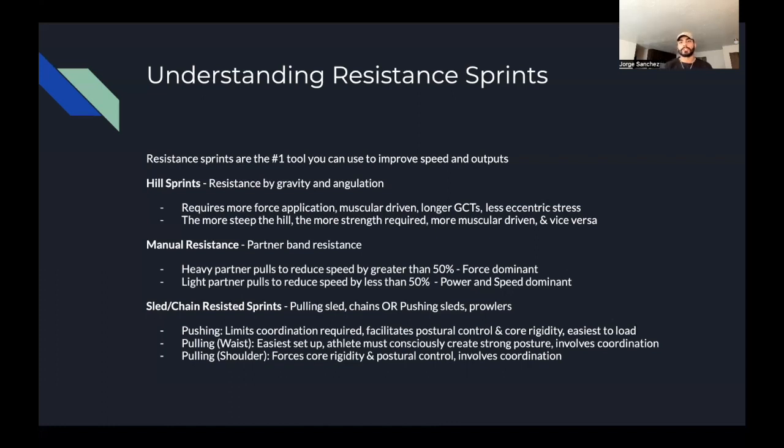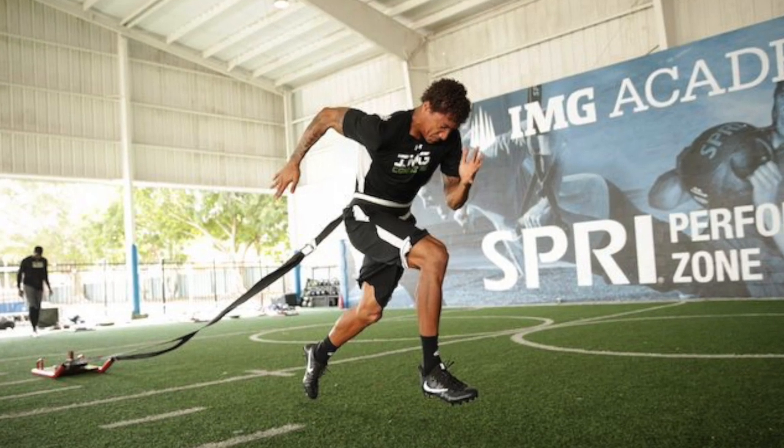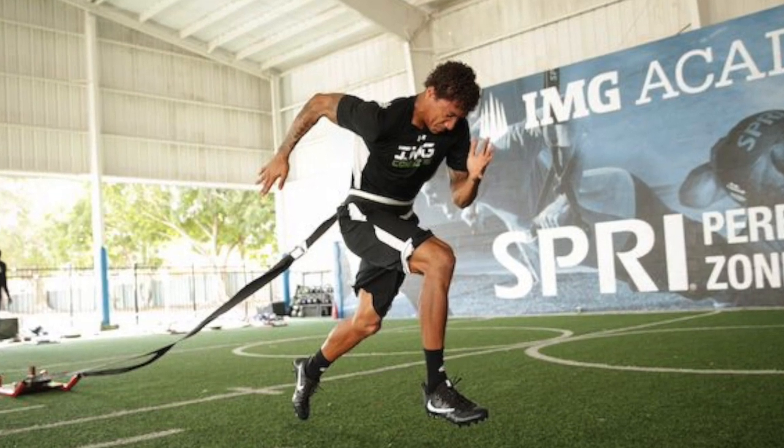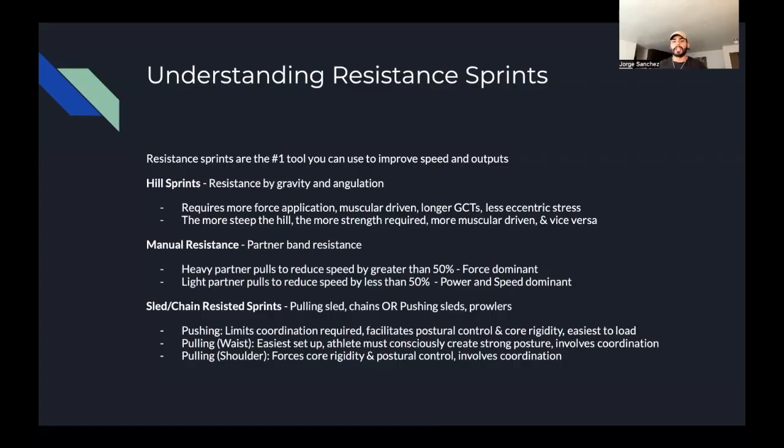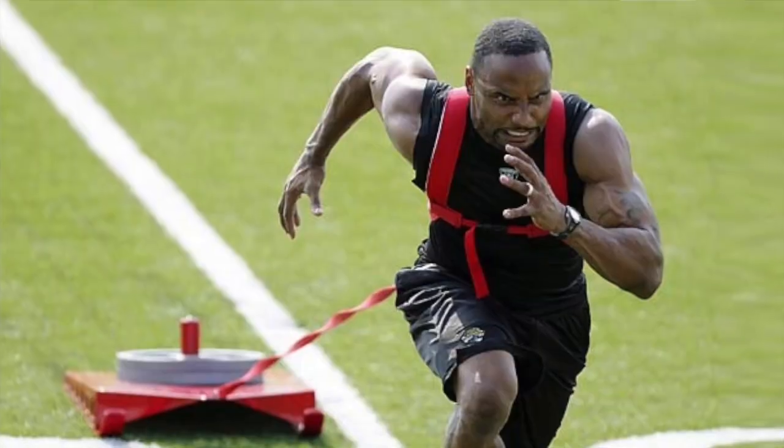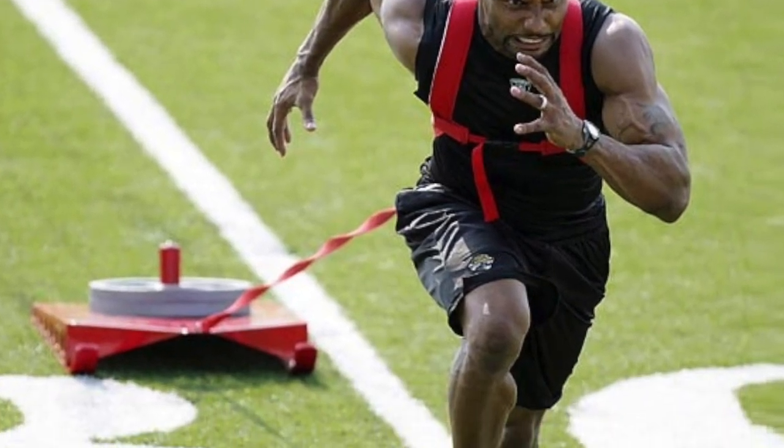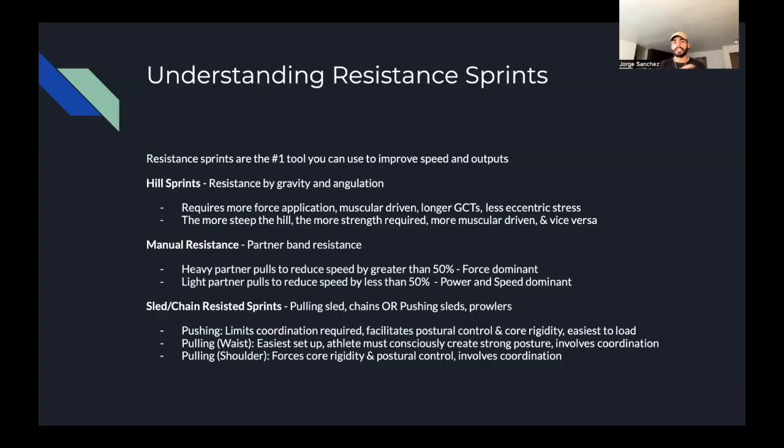Now, we can also pull the resistance, and this allows you to get that crossbody pull and coordination that you can't get from pushing the resistance. Now, with pulling, we have two options. We can pull from the waist, or we can pull with the shoulder harness. Pulling from the waist is the easier setup of the two, but you need to consciously create strong posture at the core to get it involved and create that rigidity. And pulling from the shoulder actually forces that core rigidity, and it forces postural control to get into that straight line movement horizontally.